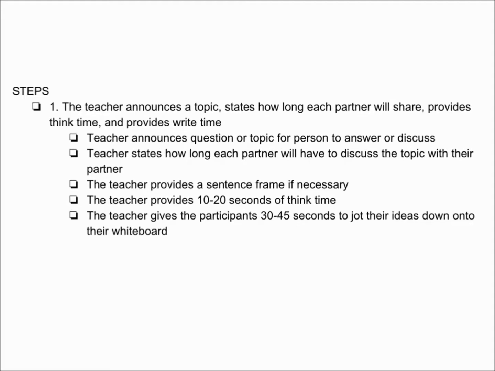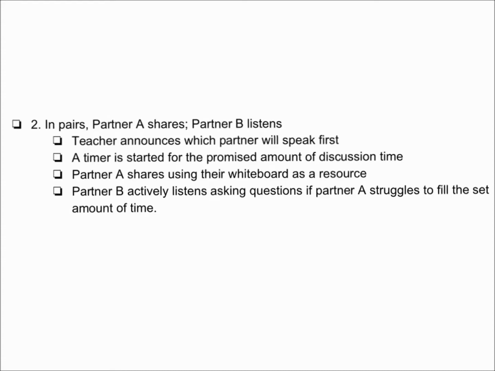Provide a sentence frame for students ahead of think time so that students can join their answer to the sentence frame. Only provide 10 to 20 seconds of think time. Research shows that beyond that, students are no longer thinking about the assigned topic. And then give participants 30 to 45 seconds to jot their ideas down onto the whiteboard. They do not have to write in full sentences, and they do not have to use a sentence frame on the whiteboard. It is simply a resource for students to use while talking.